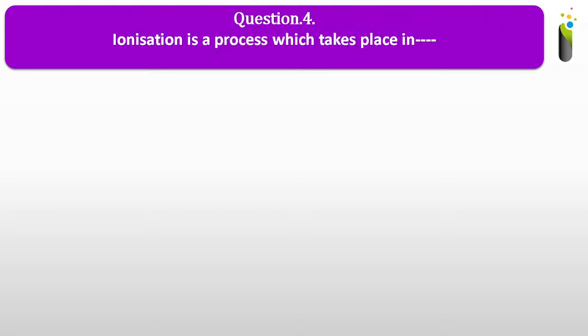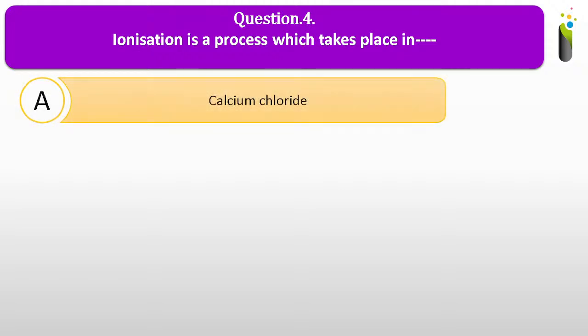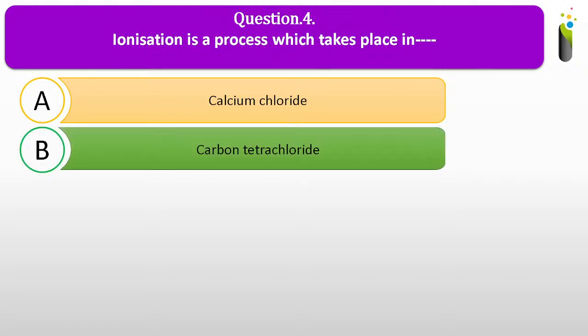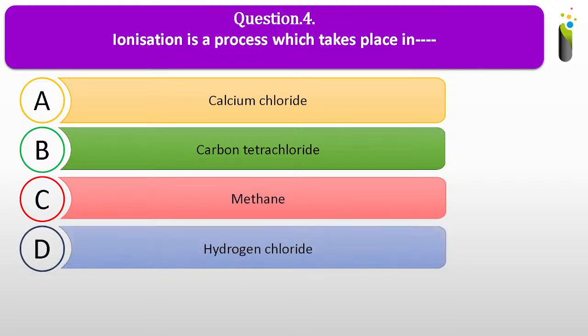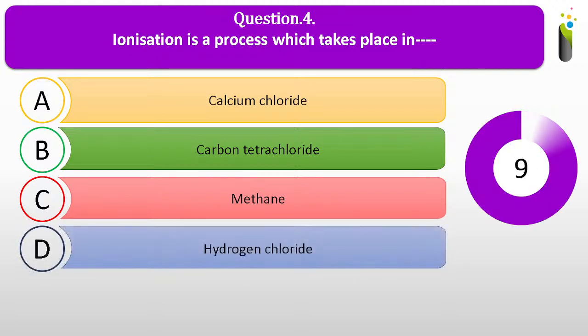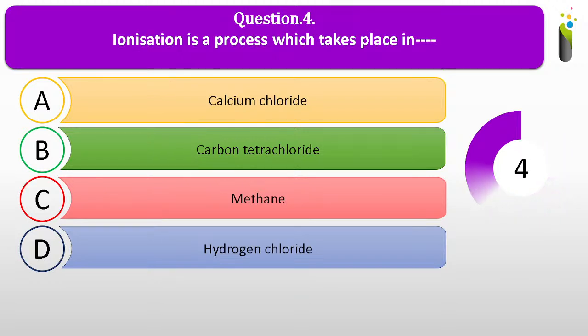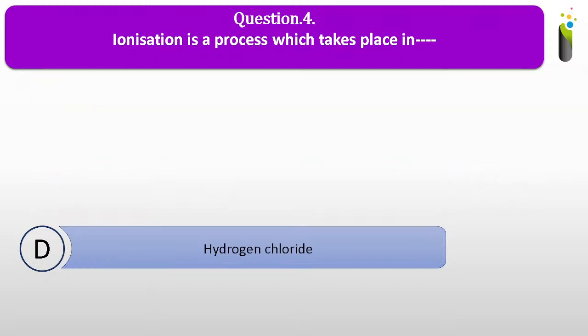Ionization is a process which takes place in dash. A. Calcium chloride. B. Carbon tetrachloride. C. Methane. D. Hydrogen chloride. So the correct answer for this question is D. Ionization is a process which takes place in hydrogen chloride. Coming to the next question, number 5.